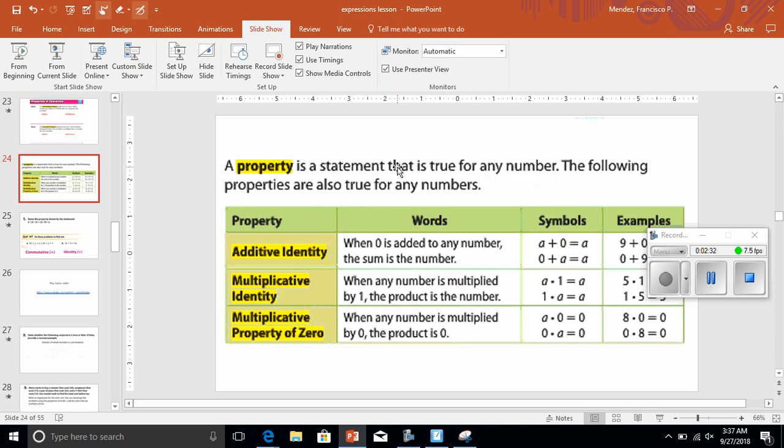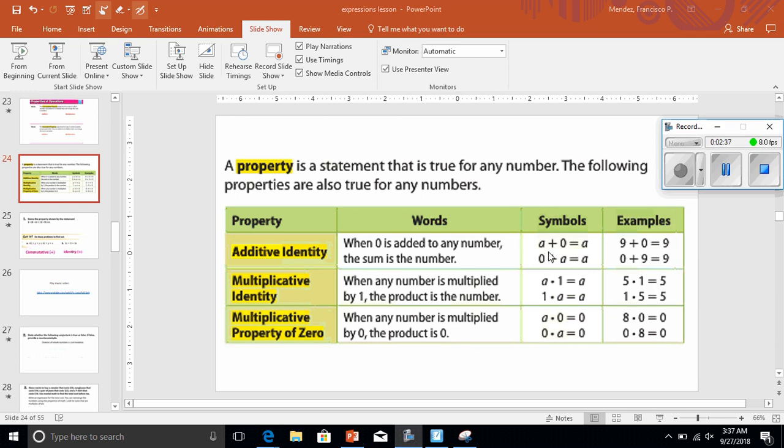That was the properties of identity. The additive identity states that anything I add to 0 is going to equal itself. So additive identity, I'll always add a number to 0 and get the number. Multiplicative identity is when any number is multiplied by 1, the product is that number. So in multiplicative identity, I'm looking for a number times 1, and that will equal the number itself. Last one is multiplicative property of 0. Under multiplicative property of 0, any number I multiply by 0 is going to give me 0.